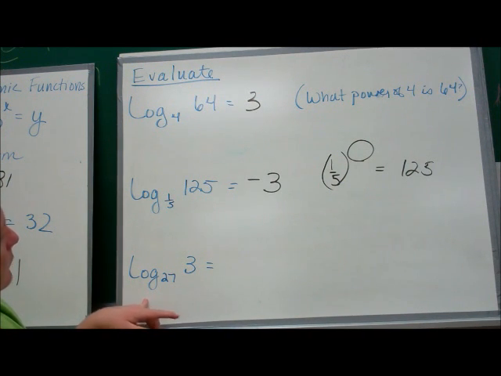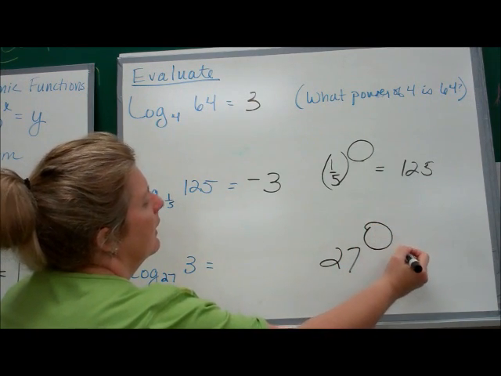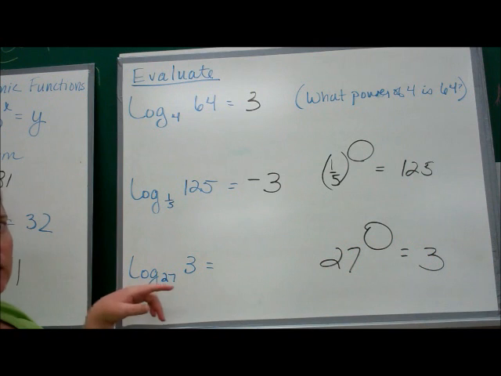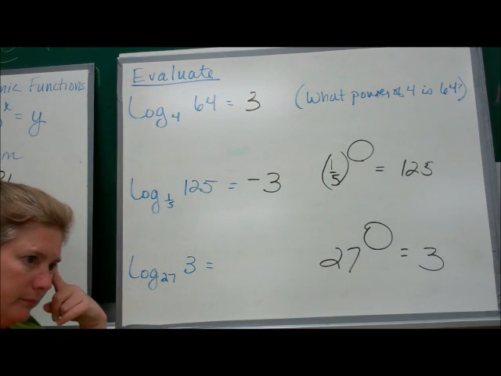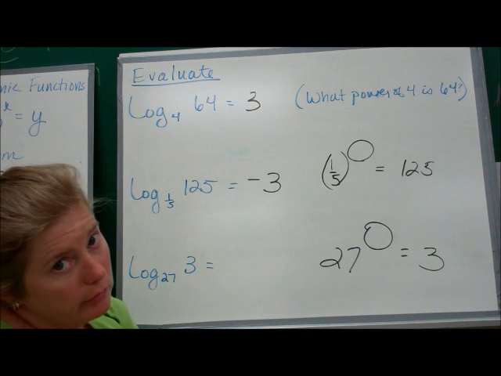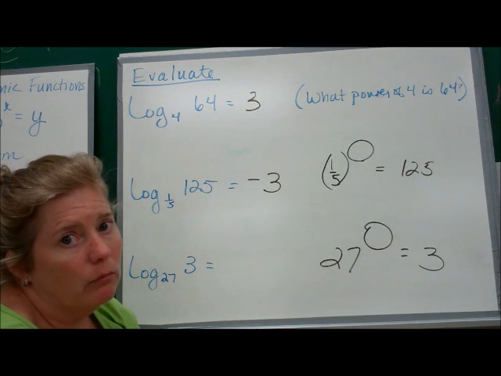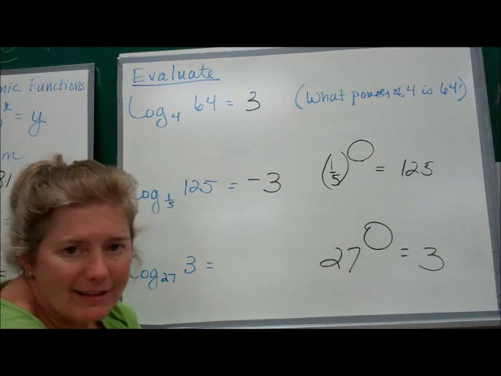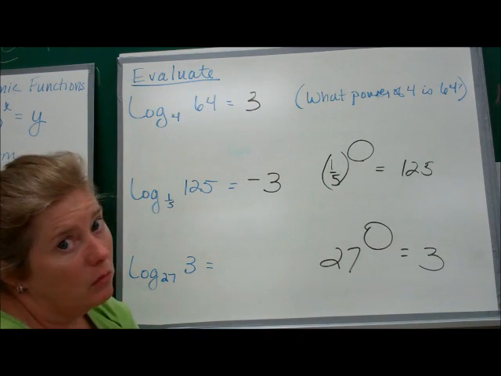Next one here, log base 27 of 3. So 27 to what power is 3? Let me write it down. 27 to what power is 3? Think about that for a minute. I do know that the cube root of 27 is 3. Roots can be written as rational exponents. So the cube root is actually what power? The 1/3 power.